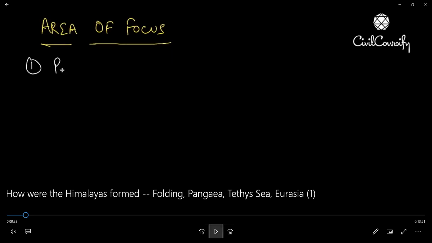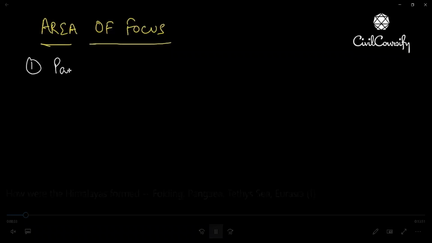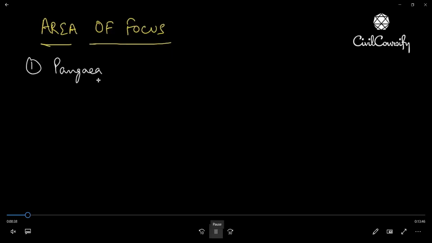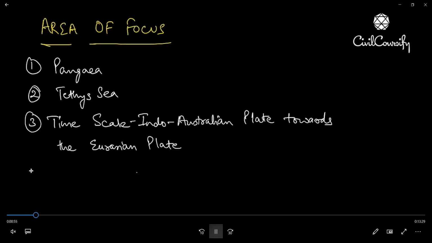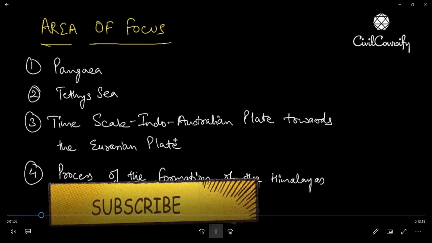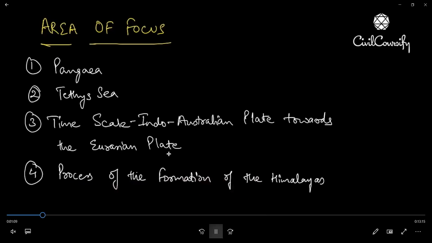Now here, what is going to be our area of focus? We have four main things to look up. First, we want to know what is Pangaea. The next thing we want to know is what is the Tethys Sea. The next one, we want to understand the time scale: what happened when the two plates actually formed convergent boundaries, the Indo-Australian plate with the Eurasian plate. And finally, we want to know how the Himalayas were formed as a result of this collision. So these activities are going to be covered.